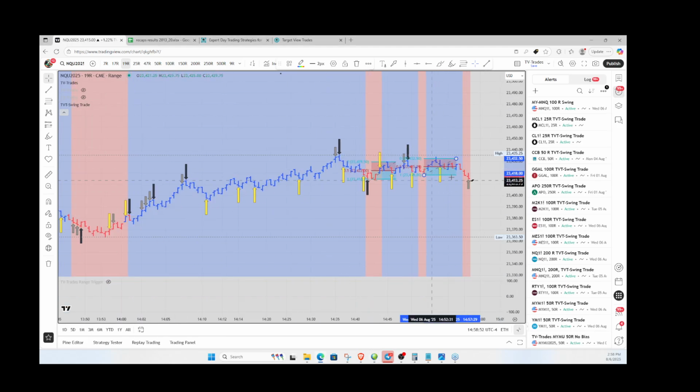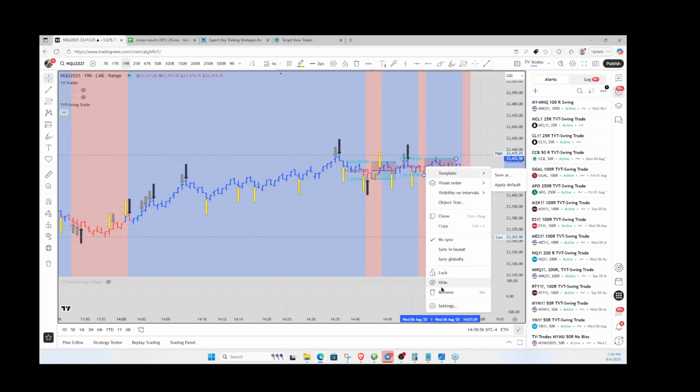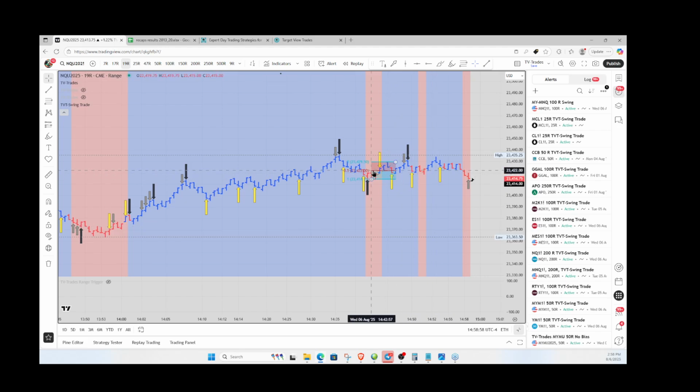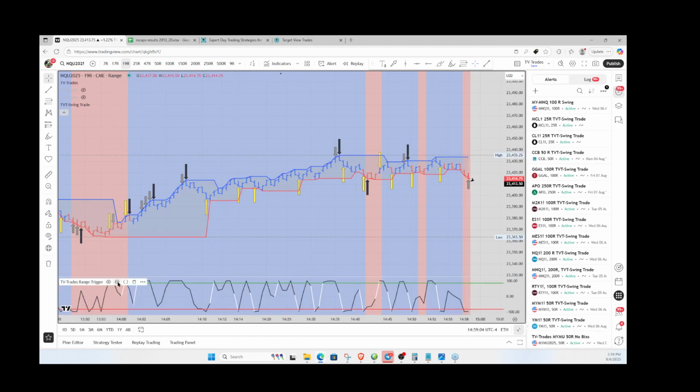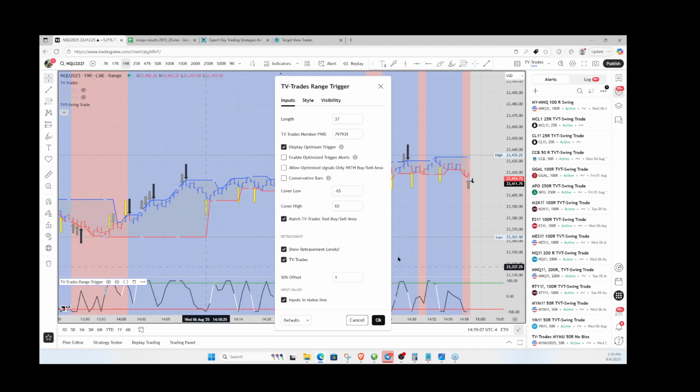All right, now the midpoint tool that I created, the retracement tool that I created, it is only in the trigger. Okay, it's only available in the trigger. And it's available to anybody that's on the trial or anybody that's subscribed to TV Trades. You get access to the TV Trades range trigger.